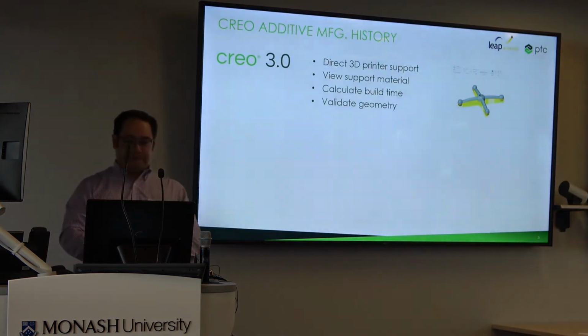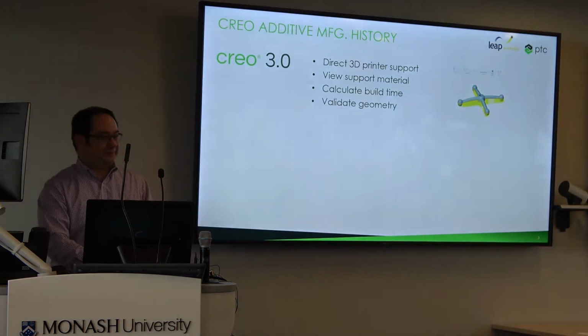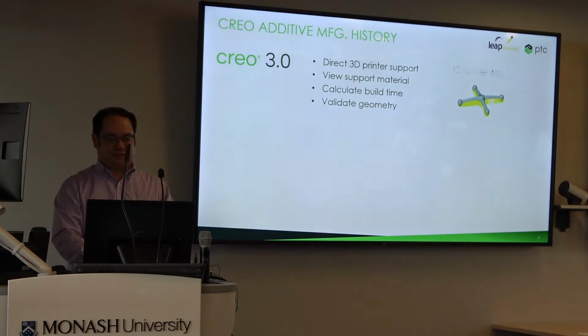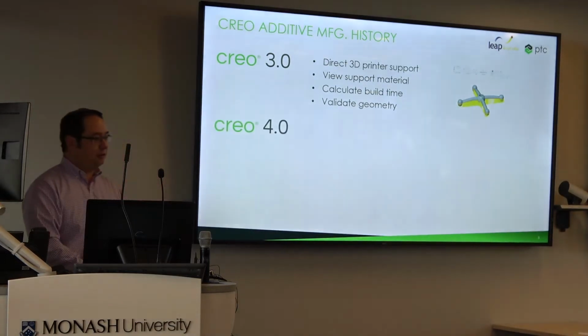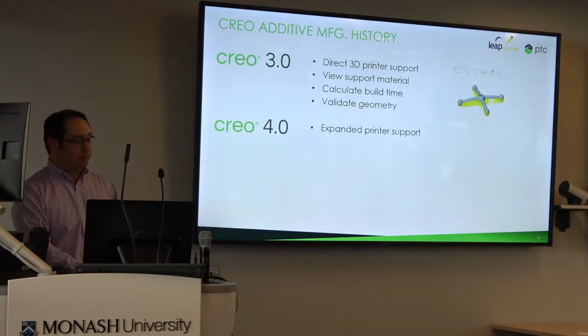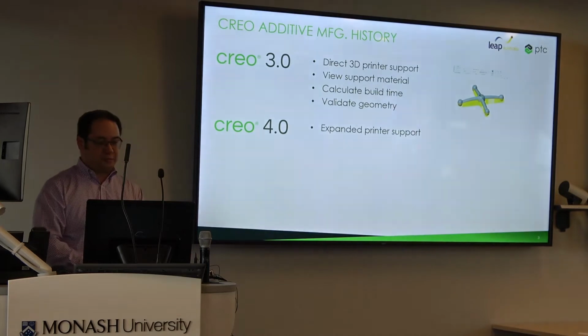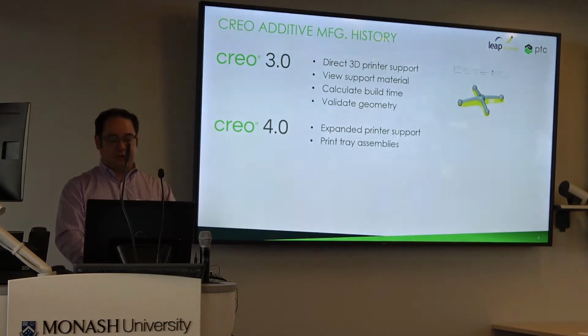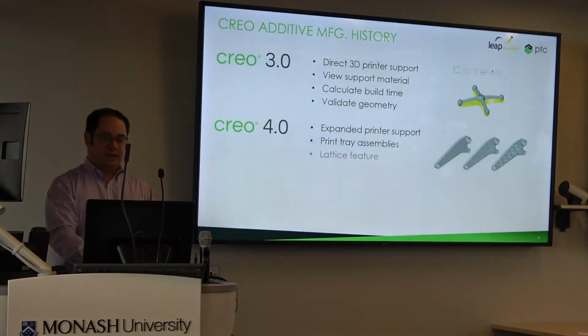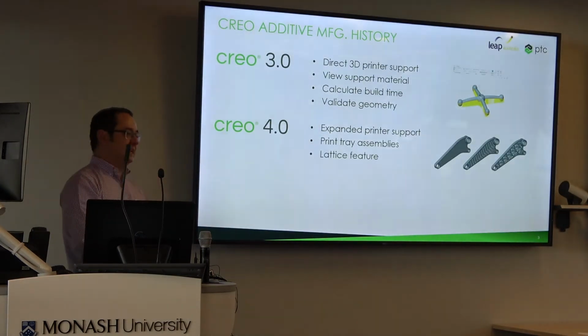Okay. So some basic tools inside there. That was expanded in Creo 4. So more printer support. They also started supporting direct connection to some of the 3D Systems printers as well. There's a new option for print tray assembly, so you could build up an assembly to send straight off to your printer. The big one was the introduction of the Lattice feature.